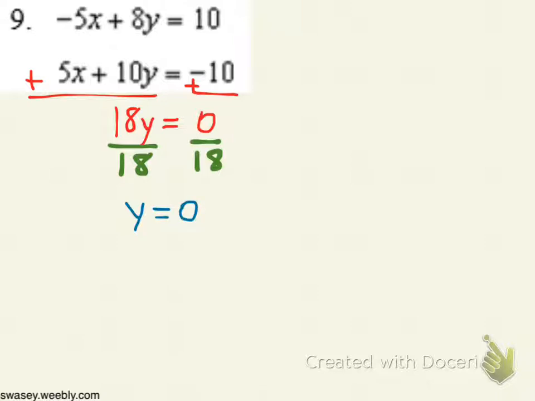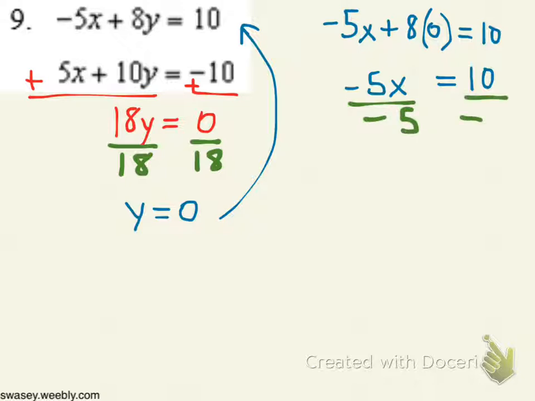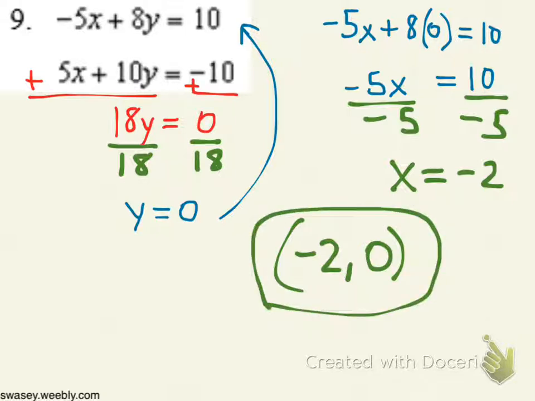Now we're going to take this, substitute it back in. You can go wherever you want with it. I guess I'll go with the top one. Negative 5x plus 8 times y, which is 0, equals 10. 8 times 0 is 0. 0 plus negative 5x is negative 5x. To get rid of multiplying by negative 5, divide by negative 5 on each side. And so you get x equal to negative 2. Put it together as an ordered pair, x, then y. So you have a pair of intersecting lines, and they intersect at the point negative 2, 0.